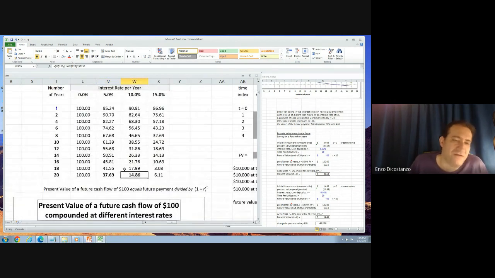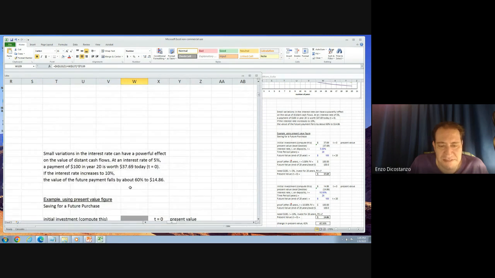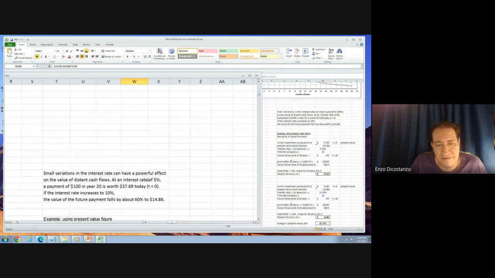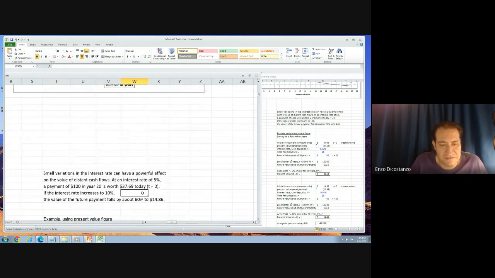Yeah, they're just comparing. Say, okay, as you increase that rate, you need less initial capital. And it says it falls by 60% to 14. Well, what's the delta here? What's the delta? And then divided by, yeah, 61%. Yeah, about 60%. So sure.